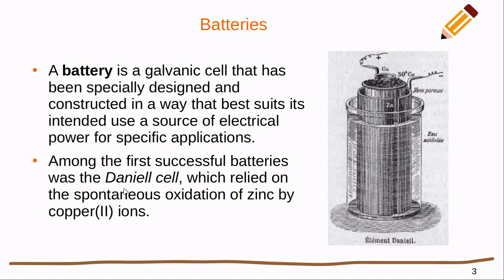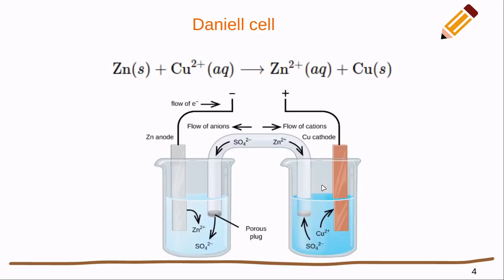Among the first successful batteries was the Daniell cell, which relied on the spontaneous oxidation of zinc by copper 2 ions. So it actually looked like this. It was like a stationary kind of thing, and it was just used to power some industrial applications. And if we looked at this as a galvanic cell, we would have seen that it overall looks like this, where we have a zinc half cell reaction at the anode, and a copper half cell reaction happening at the cathode. And then we're using zinc sulfate in order to actually bridge those two half cell reactions.